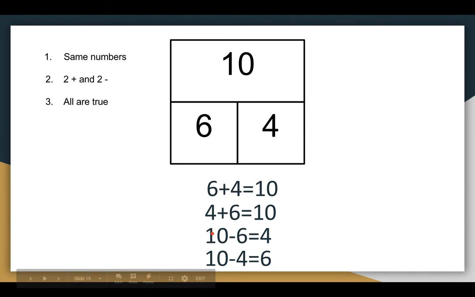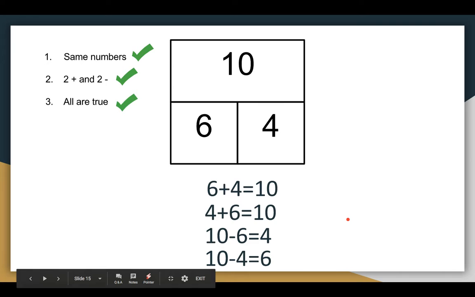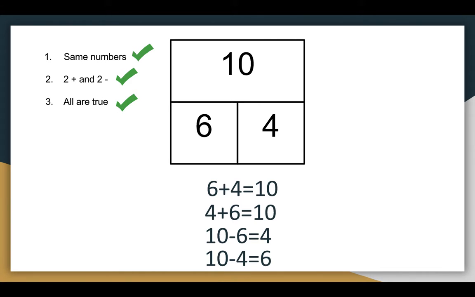It's not something silly like 6 minus 10 equals 4. That would not be a true equation. I really can subtract 6 from 10 and get 4. Those are all true. So we have all 3 of the things on our checklist, and we know that we have our fact family.